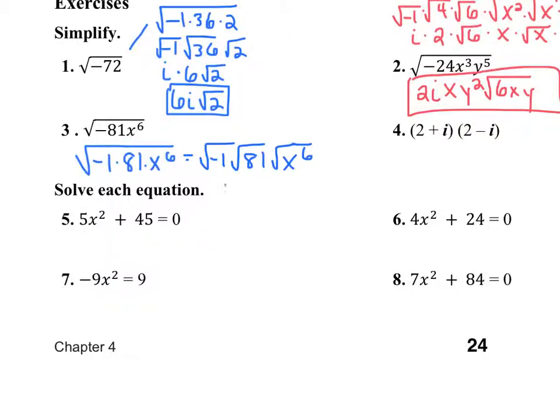So square root of negative 1 is i, square root of 81 is 9, and the square root of x to the 6th is x to the third. In the correct order, final answer: 9i x to the third.